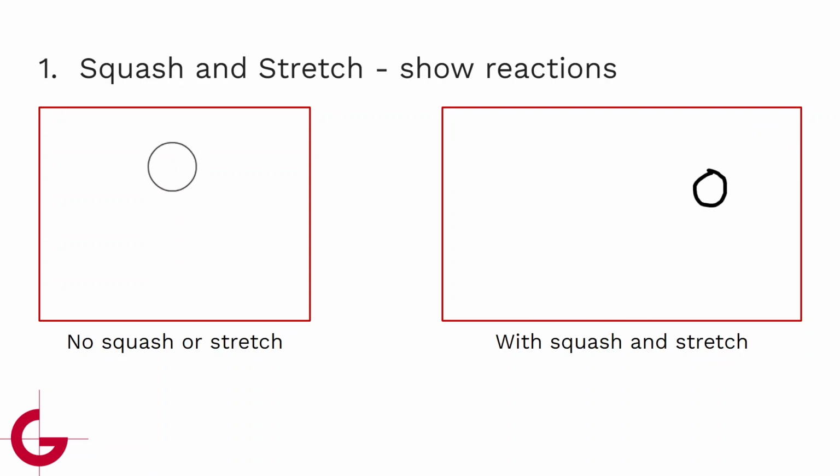The first one I want to talk about is squash and stretch. If you look at the animation on the left, it's a ball bouncing. It is an animation, I can tell you that, but it doesn't look very exciting. Now if you look at the animation on the right, you can see that as the ball bounces around, its width, its height, its shape changes as it hits the different surfaces. That's what a bouncing ball should look like, right? So that is called squash and stretch. It shows the reaction of when an object hits something.